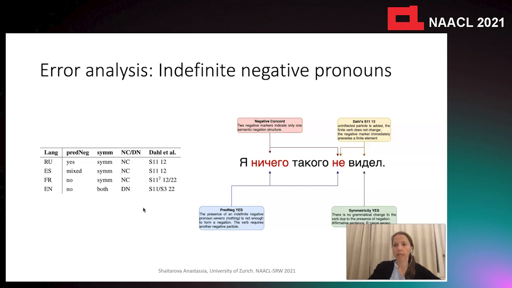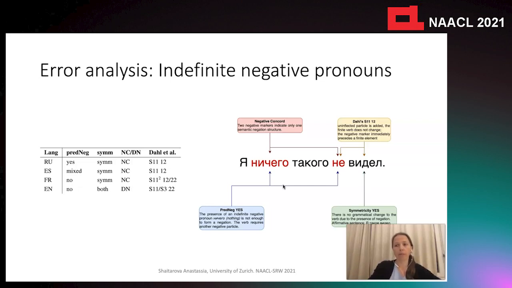So this sentence contains an indefinite negative pronoun ничего, or nothing. About 20% of the sentences in our Russian test set contain these pronouns. They're always annotated as cues. However, the English XLMR model included them into the scope half of the time. On the other hand, the XLMR models trained on Spanish and French did not have this problem at all.